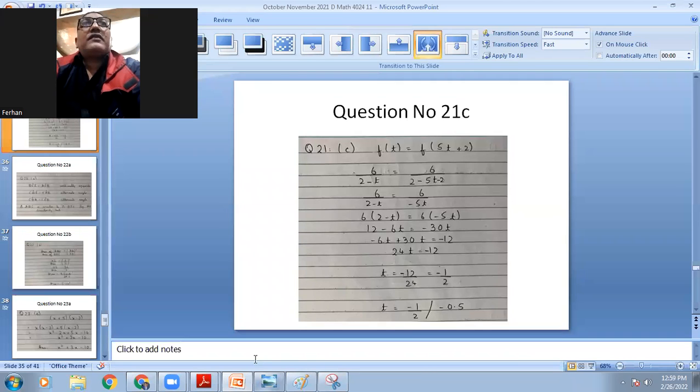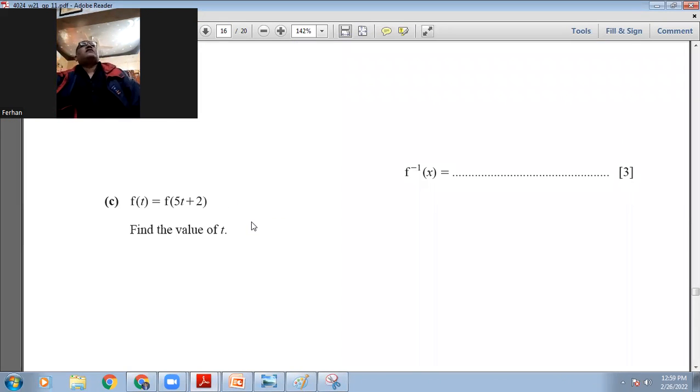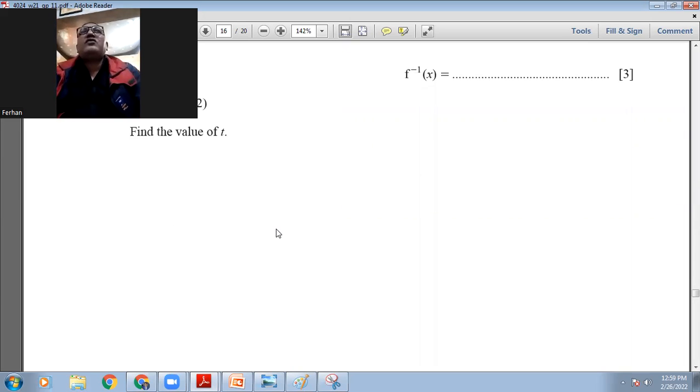Okay, so hopefully you understand. Now let's look at the next part, where he says f of t is equal to f of 5t plus 2. In the formula of f, in the place of x, I will put t, and I will make it equal to the formula of f with 5t plus 2 in the place of x, and then I will equate them and try to find the value of t.